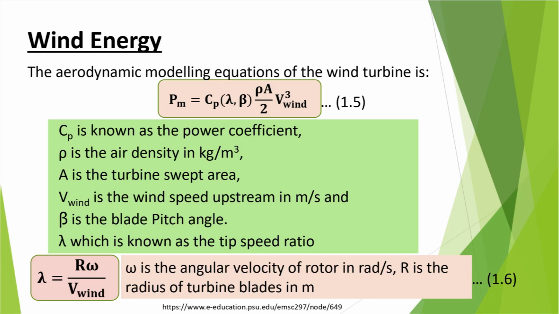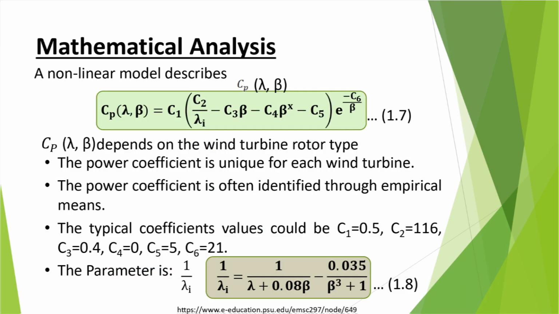Now, when it produces wind energy, the aerodynamic modeling equation of the wind turbine is given by the equation Pm, and the coefficients and variables are: Cp, known as the power coefficient; rho, the air density; A, the turbine swept area; V wind, the wind speed upstream in meters per second; and lambda, which is known as the tip speed ratio. Now, the mathematical analysis is a nonlinear model that describes the given relation.